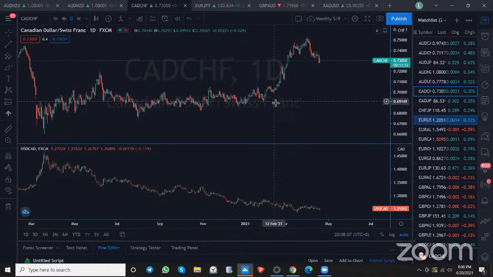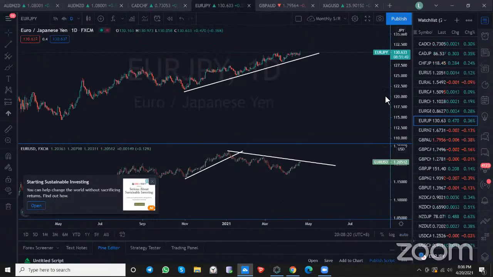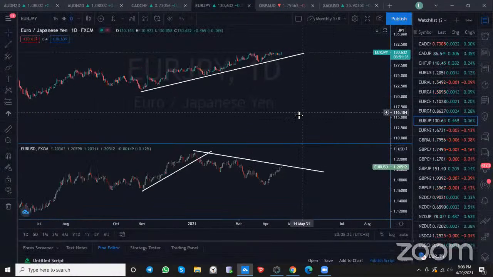That's an advanced play of correlation. I will leave it for those of you who understand, but for those of you who do not, don't worry. I'm not going to the advanced play today. I'll be only touching on the basic play. Let's go to Euro Yen. This is where things start to get interesting.